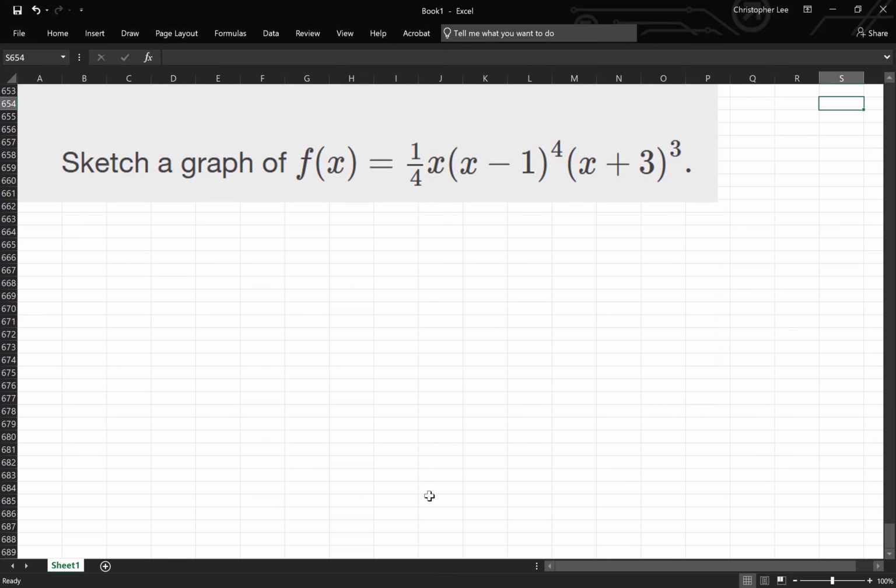This one we want to sketch the graph. So what do I know? I have a zero at x equals 1, a zero at x equals -3. And this is going to be what power? 4 and 4 is 8.